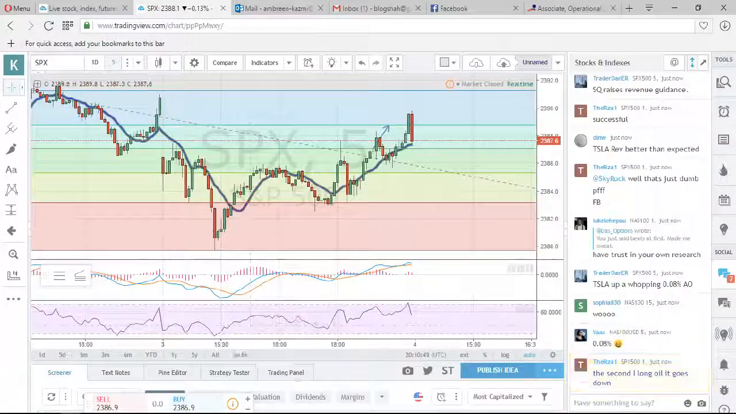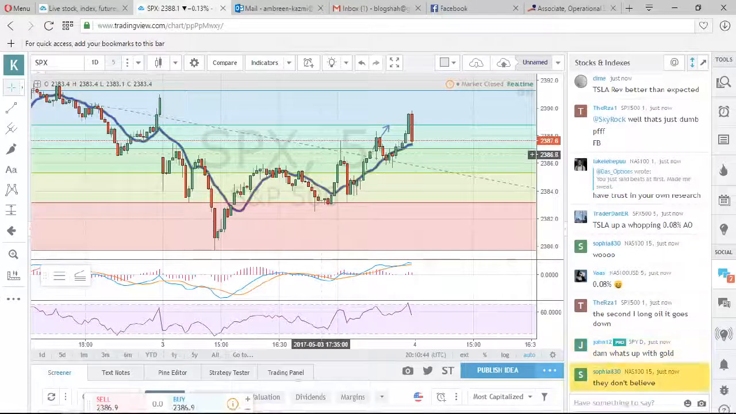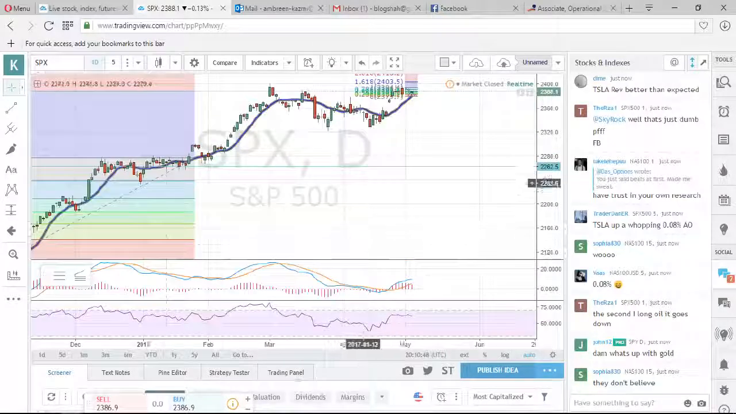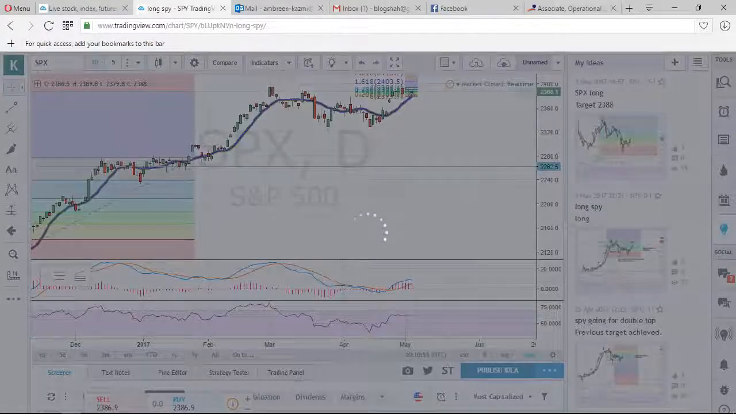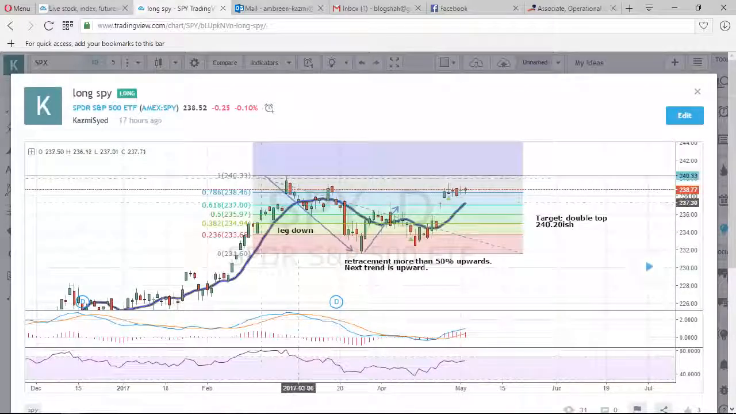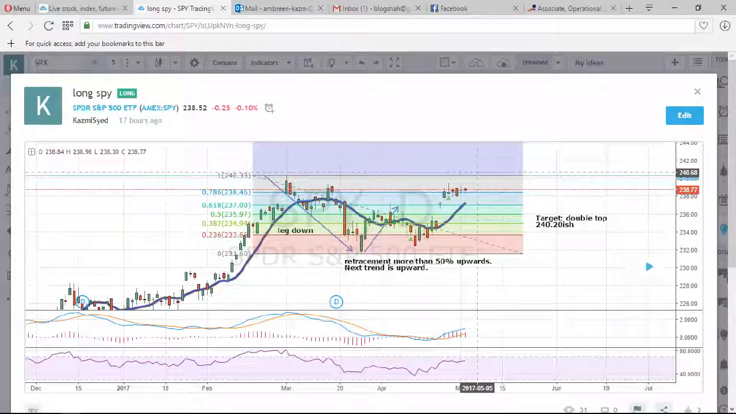Now going a bit on the swing trade that I have posted, when you go to the daily chart, let me show you the idea that I posted for the swing trade. I updated it yesterday, that this was a long last leg for the swing downwards, and then a retracement took place of more than 50%. So technically the direction for the trend is upwards.